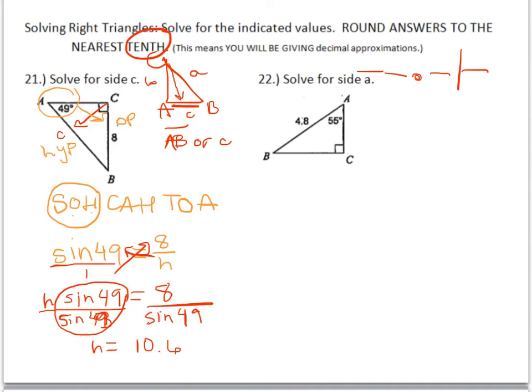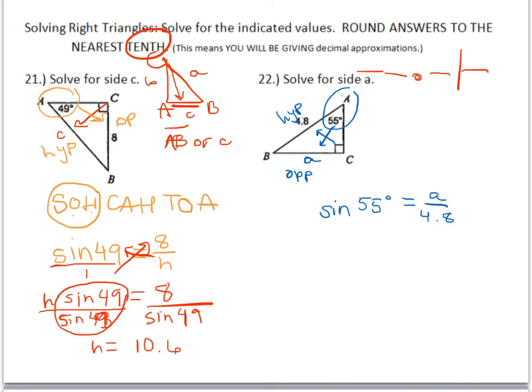Solve for side A. Well, little a is opposite big A, and we'll use that as our reference angle. This is going to be, I put an A there, I had that on my brain, hypotenuse. And what we're actually solving for is the length of the opposite side, which is called A. Well, cool, that's sine again. Opposite and hypotenuse, so sine of the angle 55 equals A over 4.8.